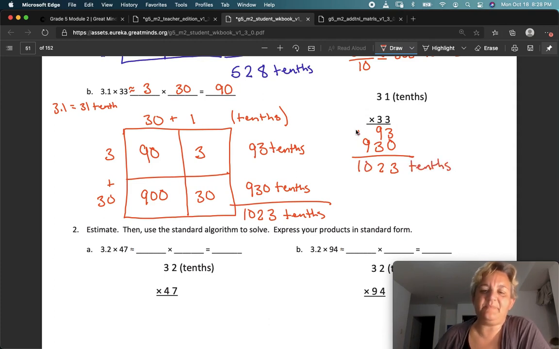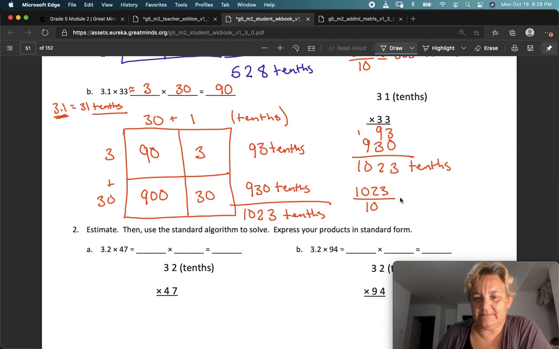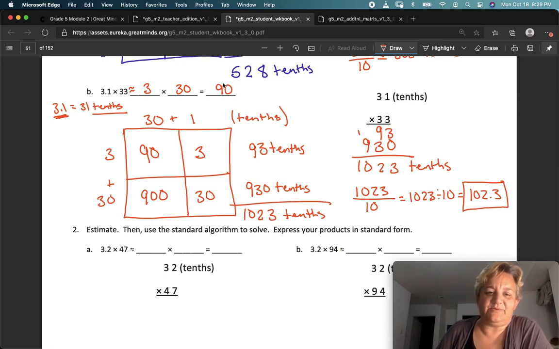Okay. I'm going to put my decimal back in. Remember, I started with a decimal and I changed it to tenths. Right? So this is tenths now. I'm going to show you those steps again. 1,023 tenths equals 1,023 divided by 10, which equals 102 3/10. There's my final answer in standard form. Now, my estimate was 90, and my final product was 102 3/10. So, pretty close, okay?